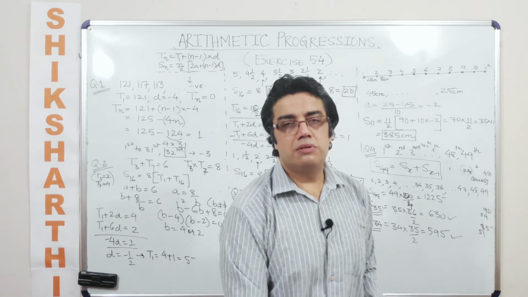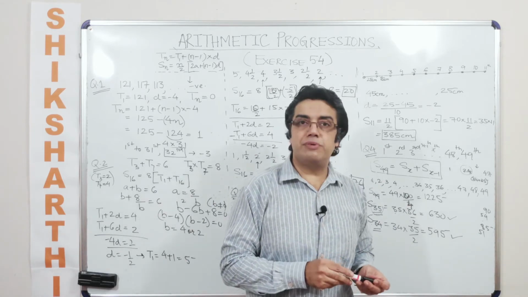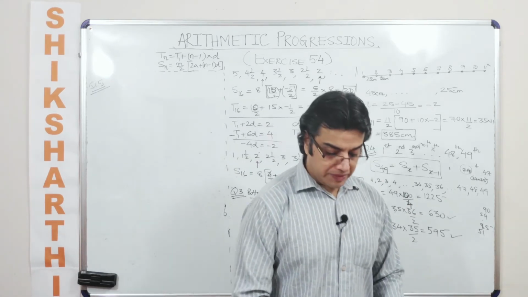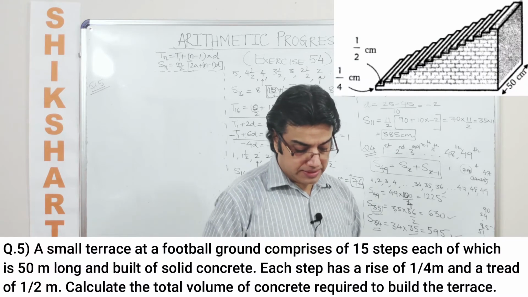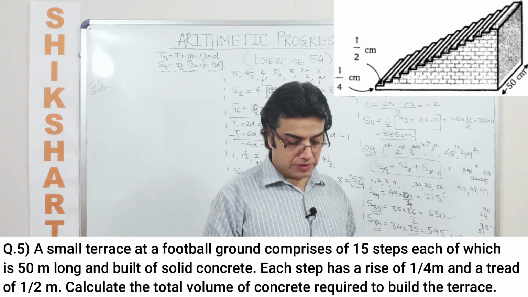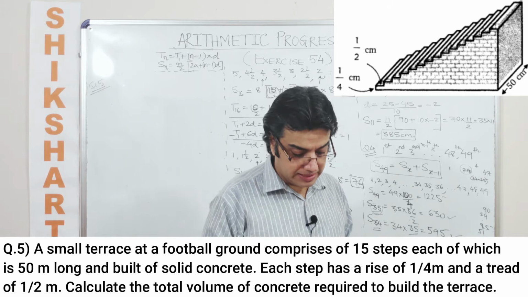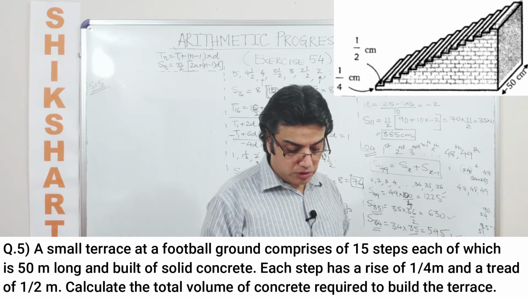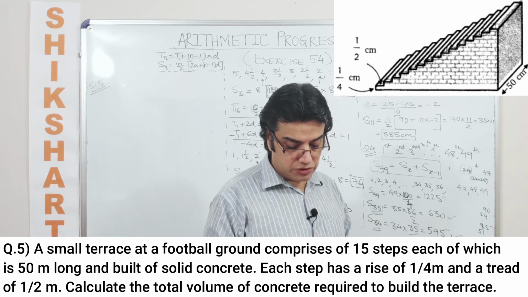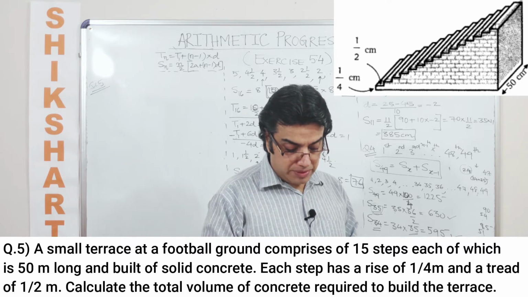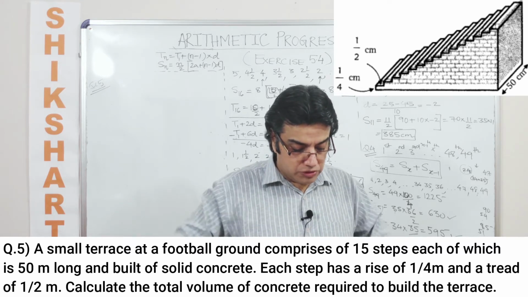Let us move on to the next question, which is question number 5. Talking about question number 5, we are referring to the figure that they have given there. Referring to that figure, it says a small terrace at a football ground comprises 15 steps, each of which is 50 meters long and built of solid concrete.